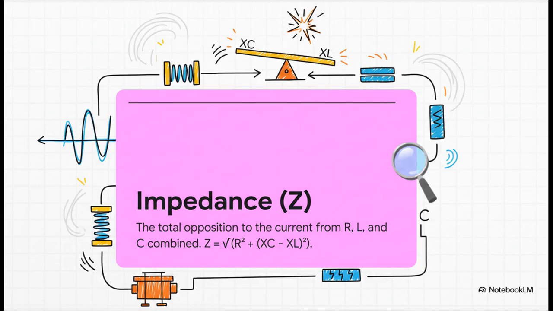The formula for impedance takes care of everything. It includes the resistor's simple opposition, and it calculates the winner of that tug of war between the capacitor and inductor. That's why the formula looks like Pythagoras' theorem, right? It's not a simple addition. This formula, beta, is an absolute must-remember for your exam.